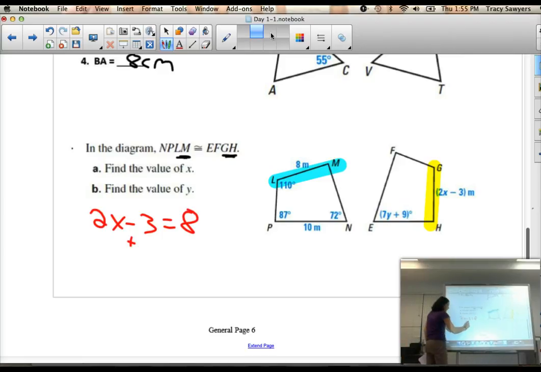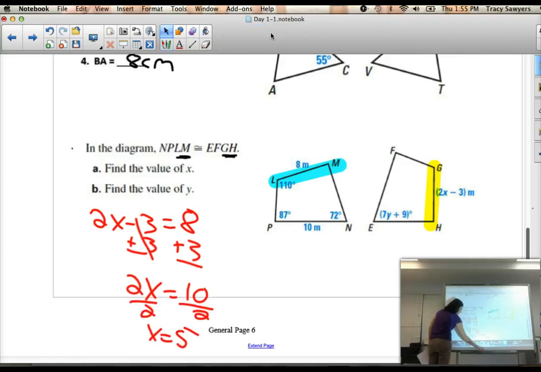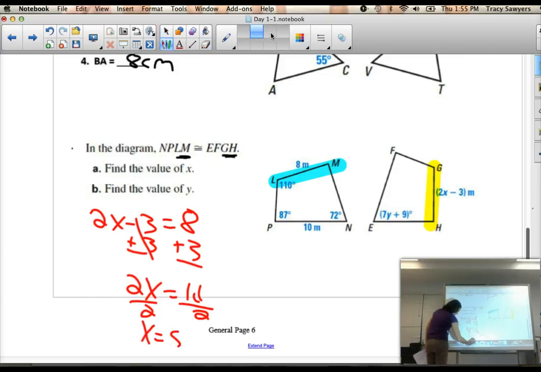Now, you guys are great algebra students. So that's just going to be, or you could leave it as 11 over 2, that's fine.